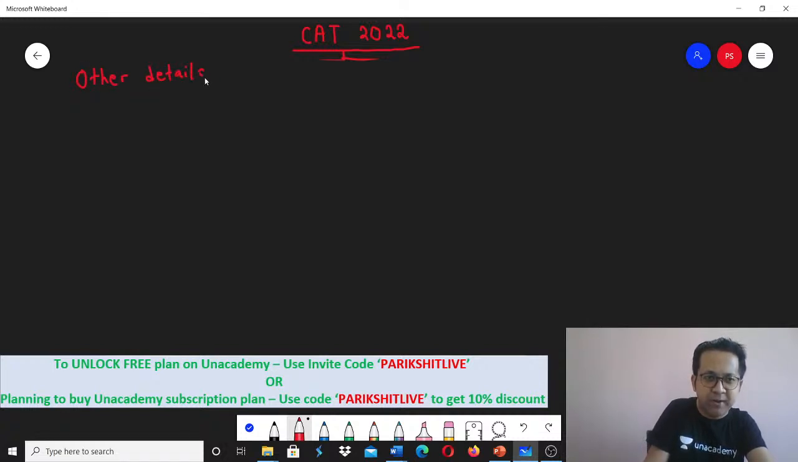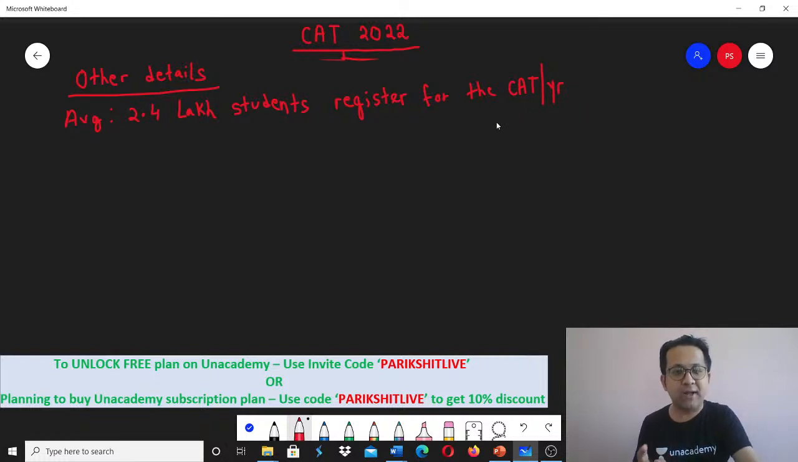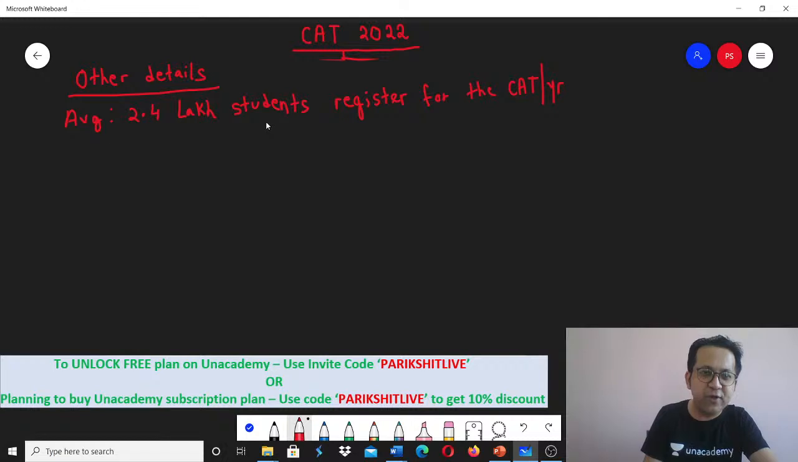The reason is very simple. On an average, 2.4 lakh students register for the CAT every year. So the paper is not difficult. The questions are not difficult. The syllabus is not difficult. What is difficult is the competition. 2.4 lakh students targeting a few top B schools. That's where the problem lies.